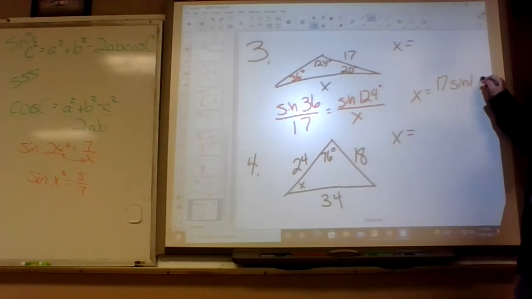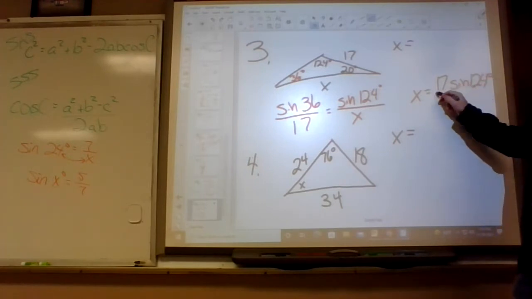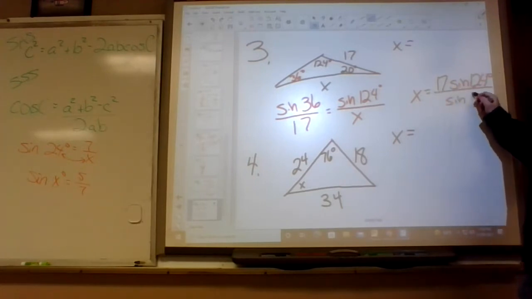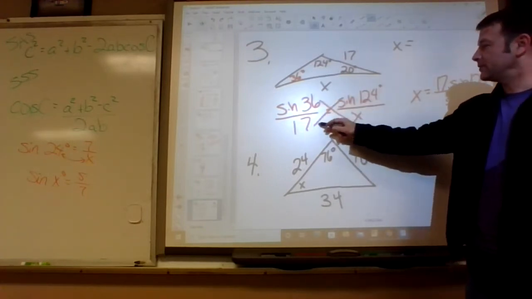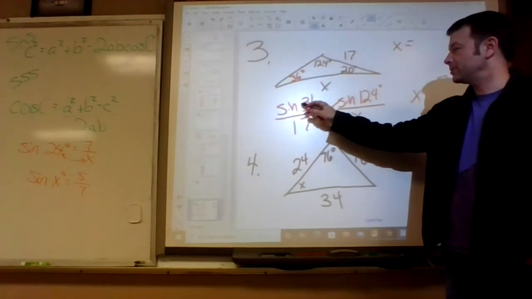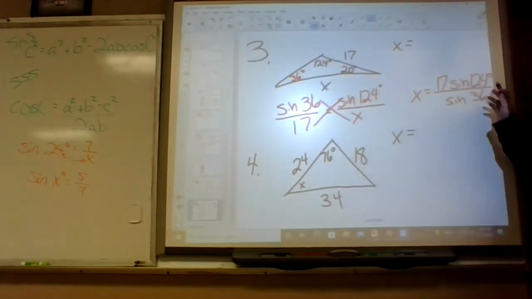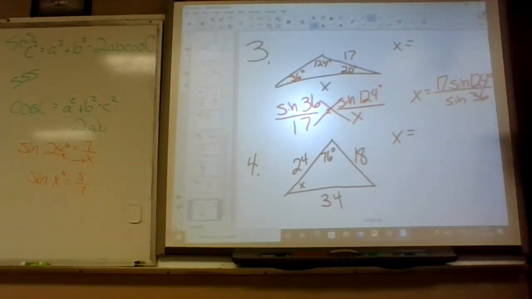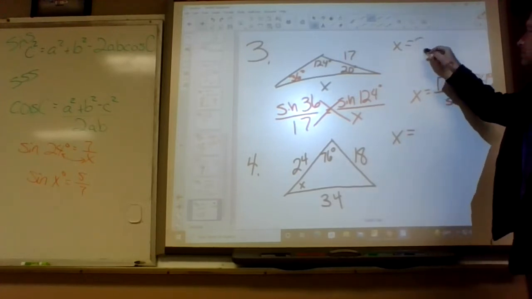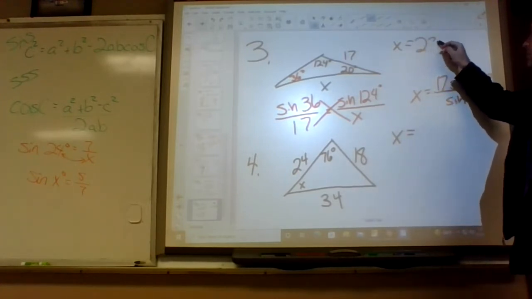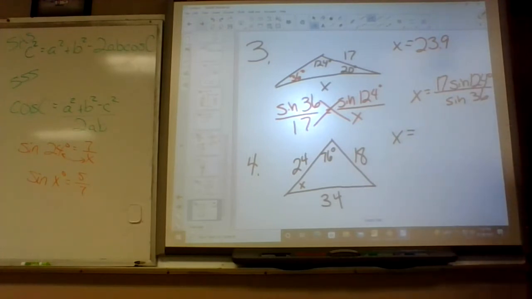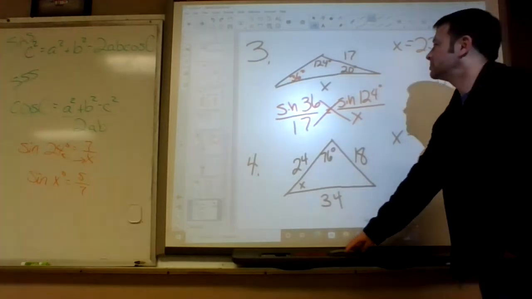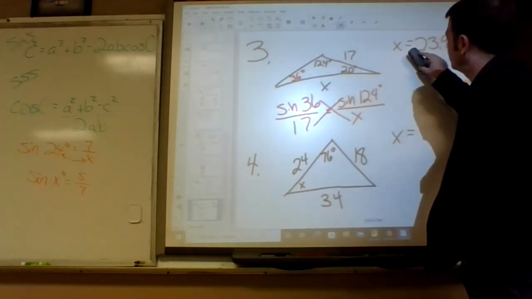Whatever this comes out to be should be number 3. So you cross multiply: 17 times sine of 124, divided by sine of 36. I got 23.5. Alright, you guys agree? I had 23.9. For 3, I got 41.2. I got 20.9. Wait, the first one? Yeah, number 3. I got 24.